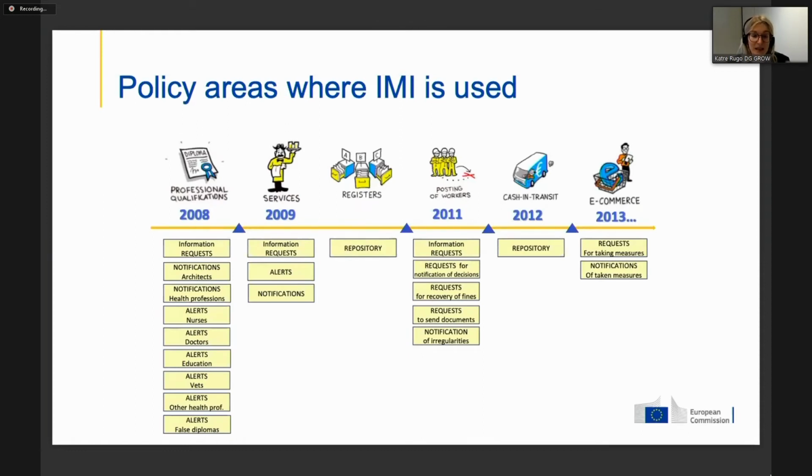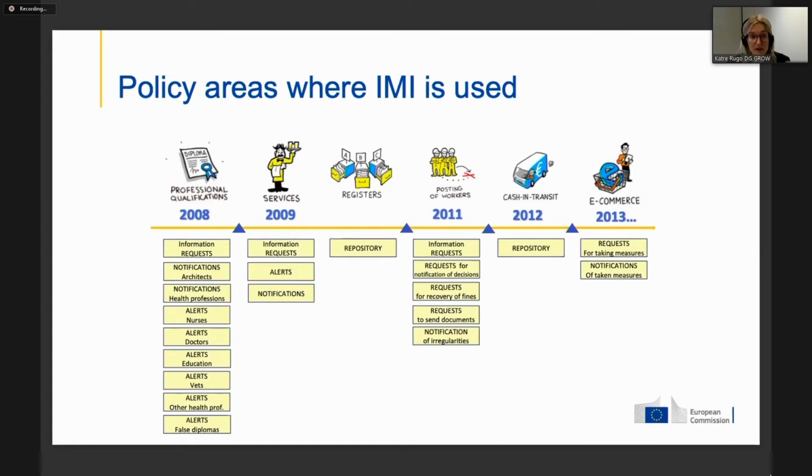So today, altogether, there are 17 different policy areas in IMI. In the next slides, you can see all of these. Some are more elaborate, with more different exchanges listed underneath, and some are more simple. Also, some are more often used, some not so often. I will just mention a few of them. Starting from 2008, IMI started with the exchanges in the area of professional qualifications, and this is still one of the areas most frequently used.